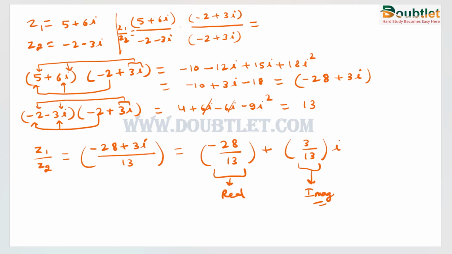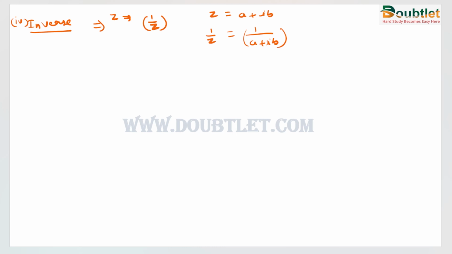So till now we have discussed addition, subtraction, multiplication and division. Now we will learn how to find the inverse. This is the fourth operation. So inverse means, suppose a complex number z is given and we need to find the inverse, meaning 1 upon z. Let z be equal to a plus iota b and we need to find 1 upon z. So we can write here 1 upon a plus iota b. But we need to find this number in the form of a complex number, meaning real part plus imaginary part. Here it is not in that form.